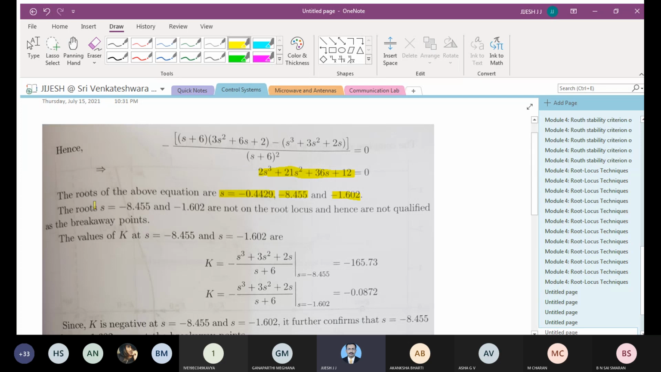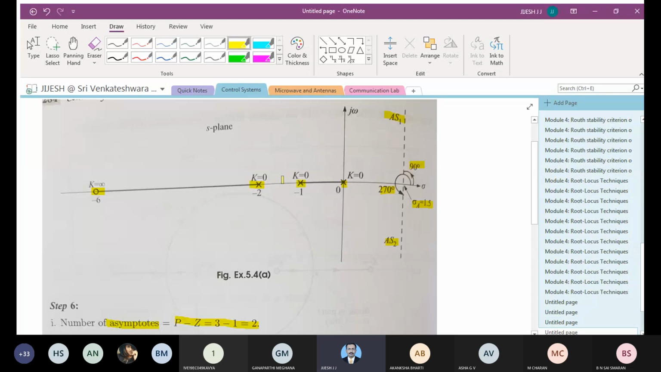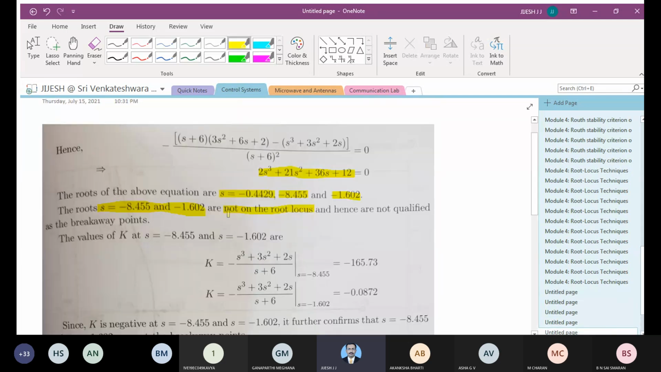You can see that the roots s is equal to these two values, minus 8.455 and minus 1.602, are not on the root locus. You can see that here. Those values will not come in the root locus. One value will come somewhere here, one value will come somewhere this side. So that's why you can say that these 2 points, minus 8.455 and minus 1.6, are not on the root locus, hence are not qualified for breakaway point.